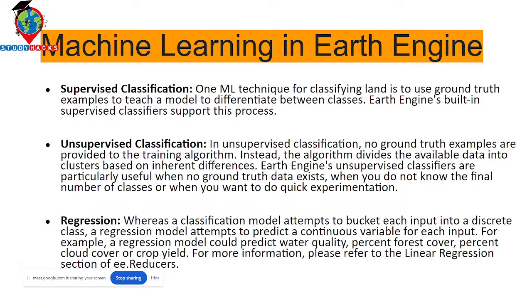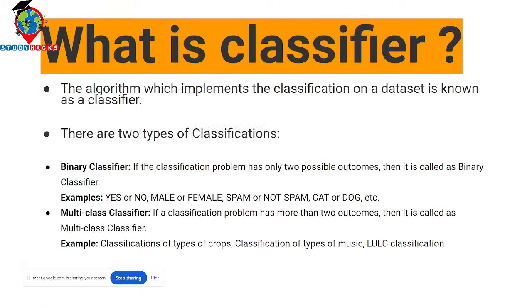Suppose based on NDVI, we can easily predict the crop yield, or based on precipitation, we can easily predict the crop yield. So this type of parameter we can easily use, and further we apply the regression model, and we also predict different types of things using the machine learning model in Google Earth Engine. So first of all, we talk about the classifier.